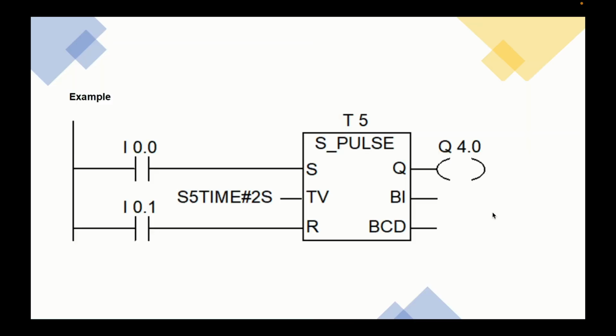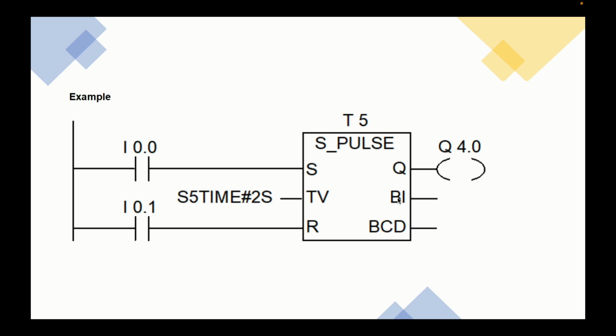For example, here is my S pulse timer. Here S means your start input. When you give the start signal, your timer will start. Here is the reset, this is for reset and this is for the start signal. This is your time value. You can enter your timer time value, for example, 10 seconds, 15 seconds, 1 hour, 2 hours. You can enter in this format. This is your timer syntax. You can enter any one format. And Q is your output.